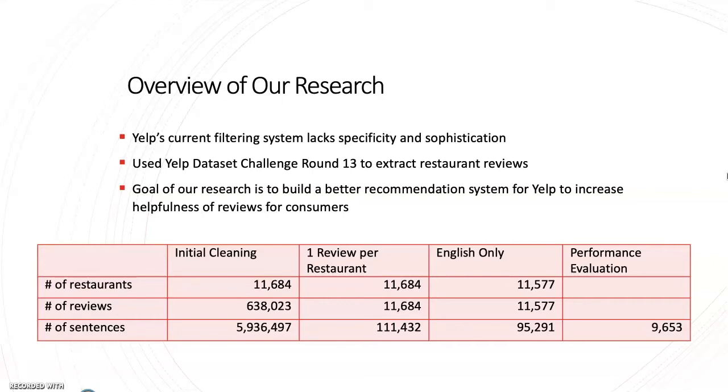You can see that we extracted 11,684 restaurants with over 638,023 reviews, and after splitting these reviews into sentences, we had over 5 million sentences. Further cleaning resulted in filtering English-only reviews and pairing one review to one restaurant. And for our performance evaluation, we used 9,653 sentences.